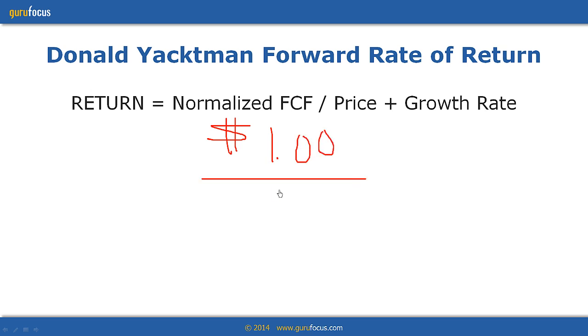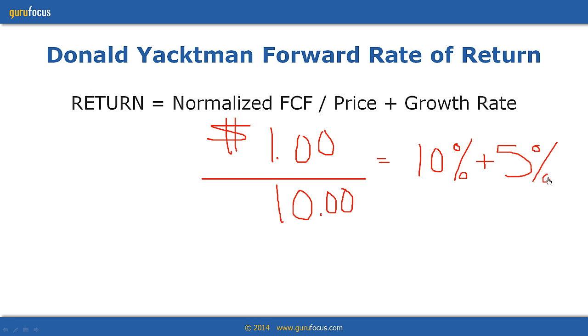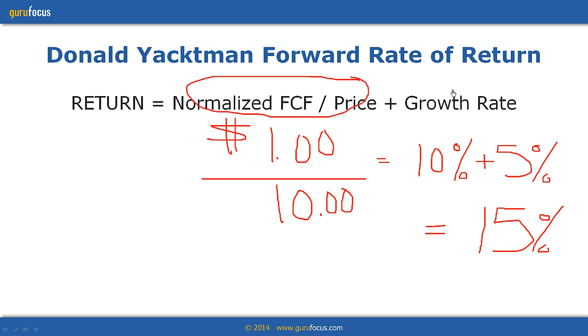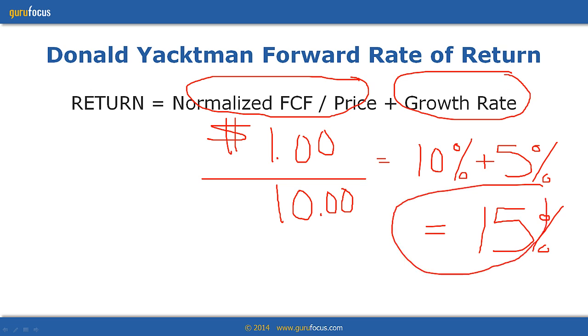and it's a $10 stock, this right here is a 10% free cash flow yield, right? Plus the growth rate. So let's say this company's growing at maybe 5% a year. You add that, and then your forward rate of return would equal 15%. So it's just what yield are you getting, what is the free cash flow yielding now, plus the growth going forward, and that gives you Yacktman's forward rate of return.